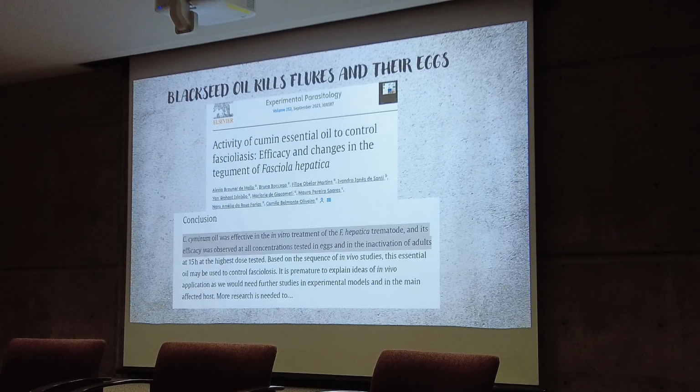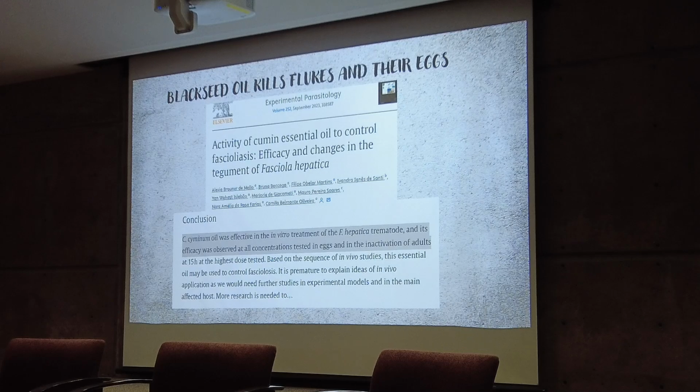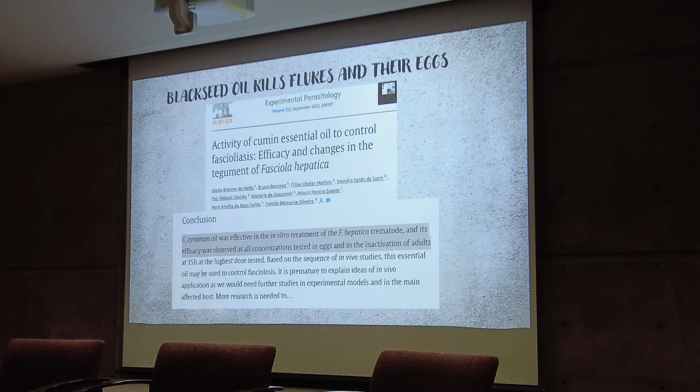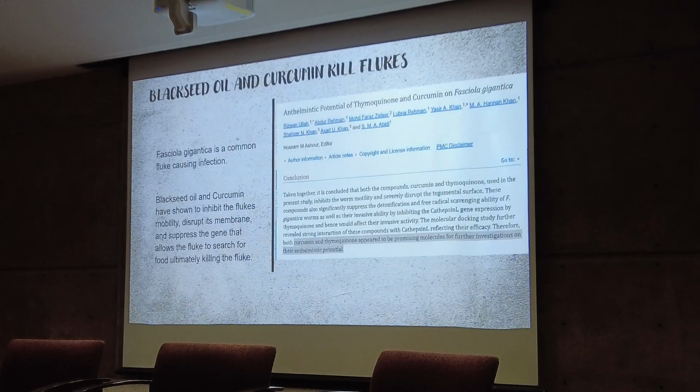C. cinnamon oil was effective in the in vitro treatment of F. hepatica trematode, and its efficacy was observed at all concentrations tested in the eggs and in the inactivation of adults. This is where it's talking about its effectiveness against liver flukes. Black seed oil and curcumin kills flukes.